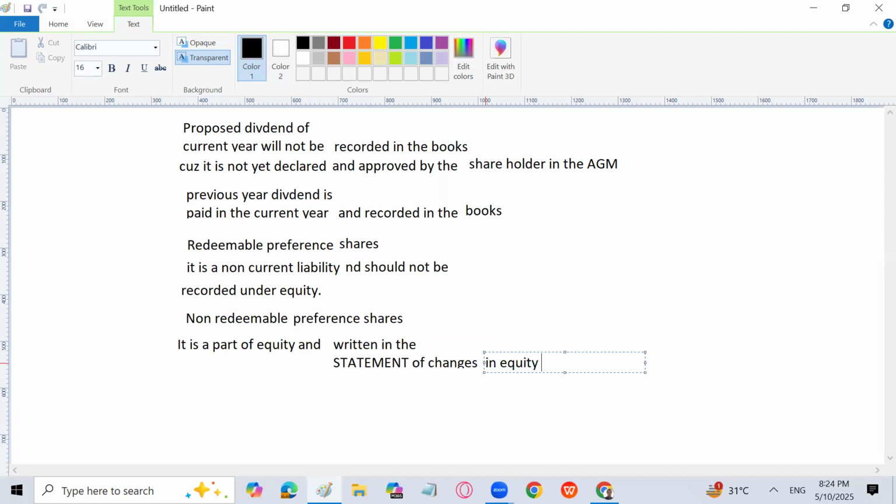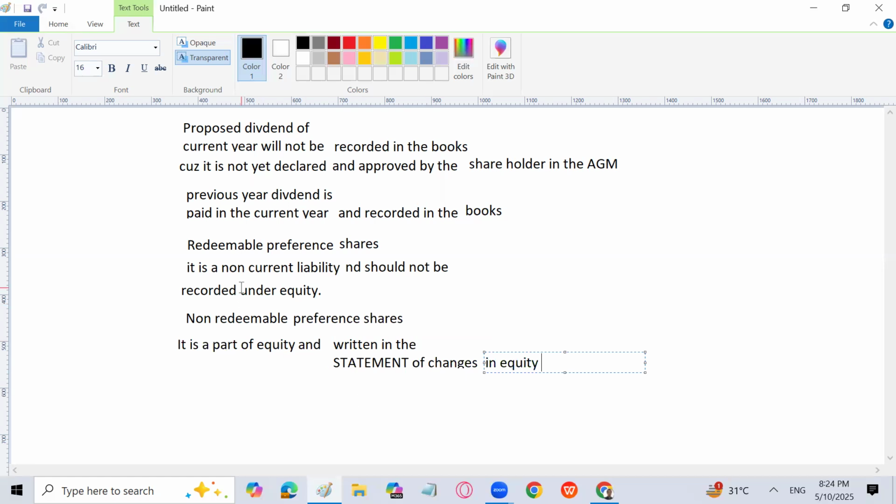ये फर्क हमने पढ़ा कि रिडीमेबल प्रेफरेंस शेयर इज नॉन करंट लायबिलिटी and should not be recorded under equity. Non-redeemable preference share is a part of equity and will be written in the statement of changes in equity as we used to write shares. अब सर फर्क क्या है इसमें?